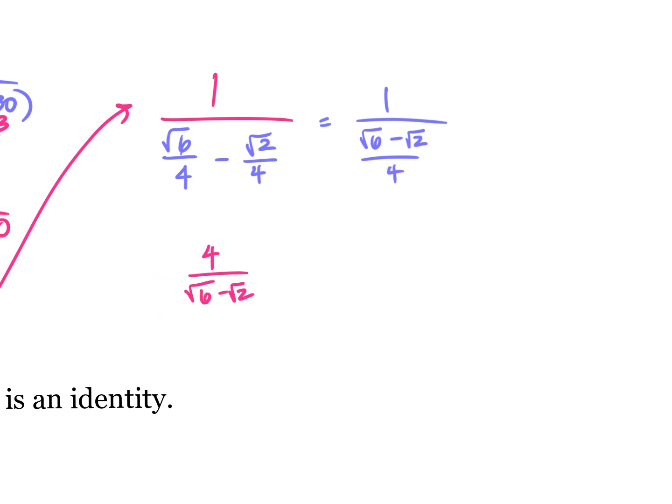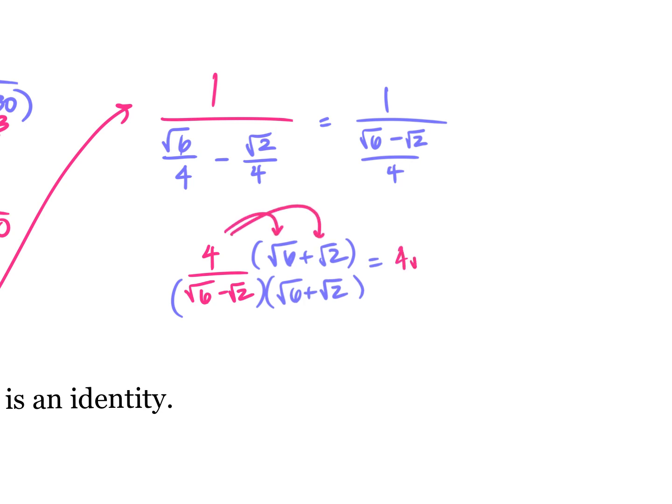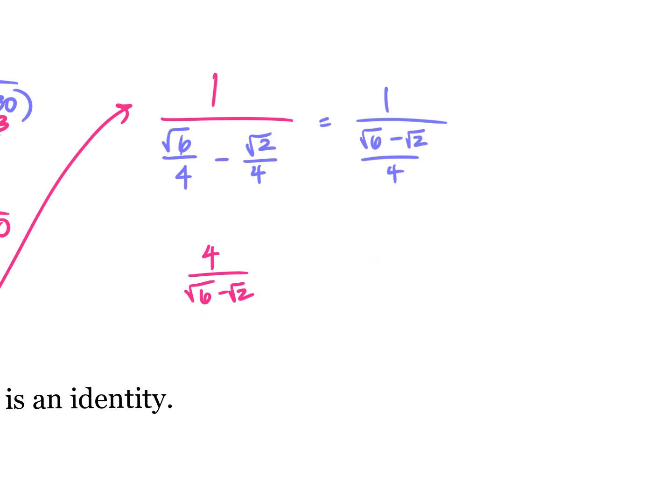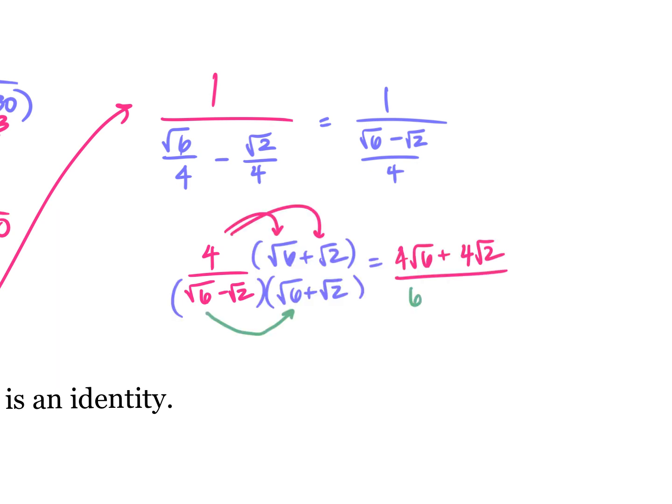We've got to multiply by the conjugate, which is what in this case? Root 6 plus root 2. Very good. On top it would turn into 4 root 6 plus 4 root 2. On the bottom, this one gets a little uglier. We got this, people. Root 6 times root 6 is root 36, which is 6.